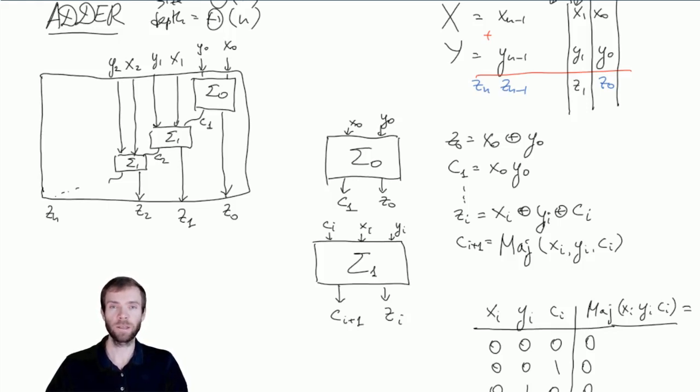And this is called the carry look-ahead adder. And this adder would be a special case of a more general scheme, which is called parallel prefix computation, which we'll discuss in the next video.